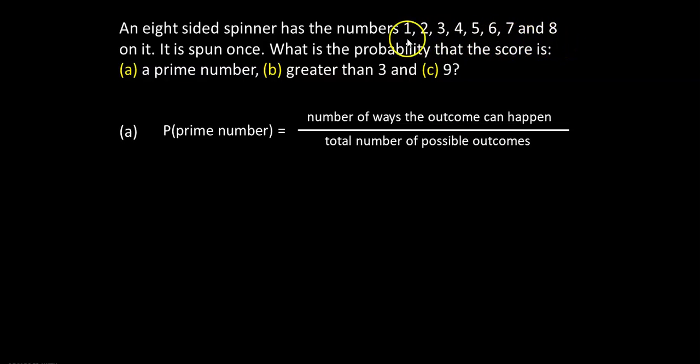First, let us say what the prime numbers are here. So the prime numbers are 2, 3, 5 and 7. So if you count the number of prime numbers, we get 1, 2, 3 and 4. This is 4 upon 8, because the total number of possible outcomes is 8. There are 8 numbers, 1 to 8. And we can simplify this fraction to give it as half.